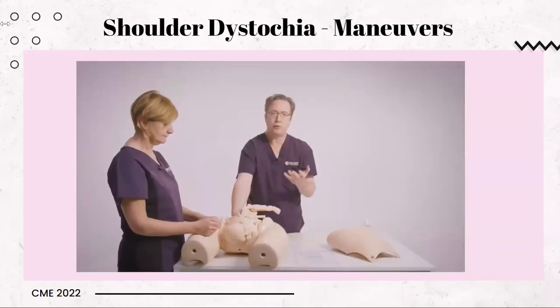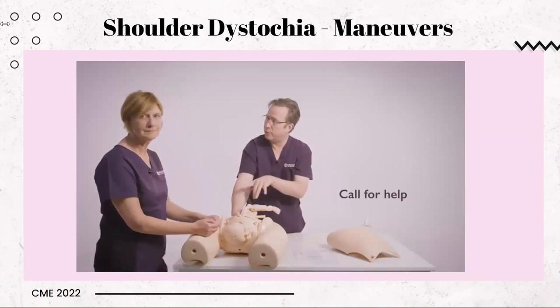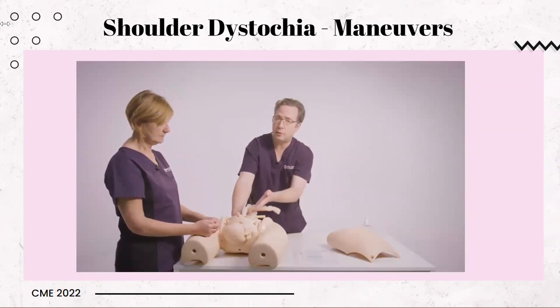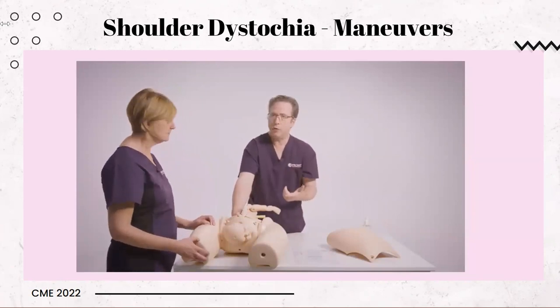The first thing then to do is call for help. You need the team around you. You're going to need a person for each leg for McRoberts, and we're definitely going to need someone to do suprapubic pressure as well as the person looking after the baby's head. Now, first thing, call for help. Second thing, let's do McRoberts.